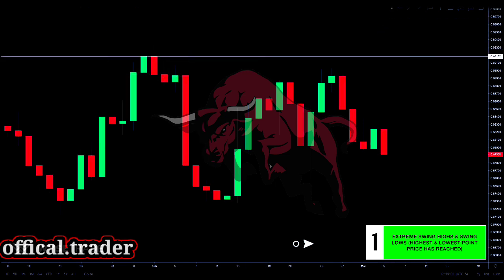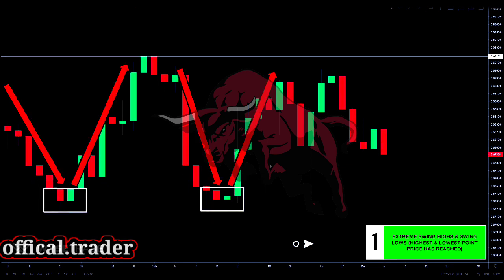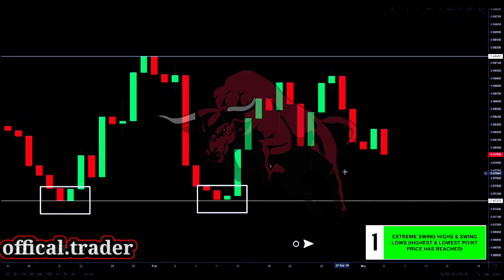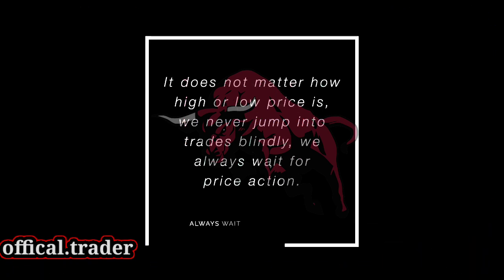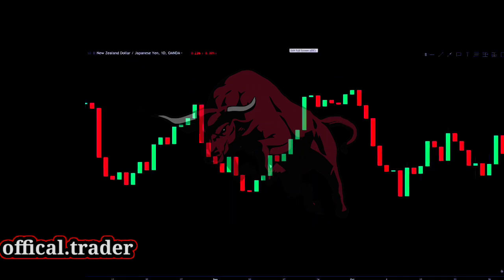Now, same along the bottom. Price came down, hit, and reversed. And this was the lowest point that price got to in recent time, making this a level of support. As always, we don't jump into trades blindly, regardless of how high or low price is. We always wait for price action. So, to the next trait we look for.